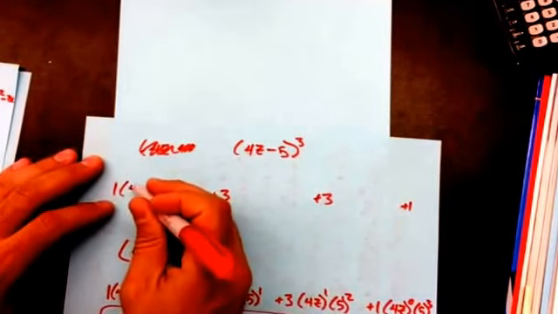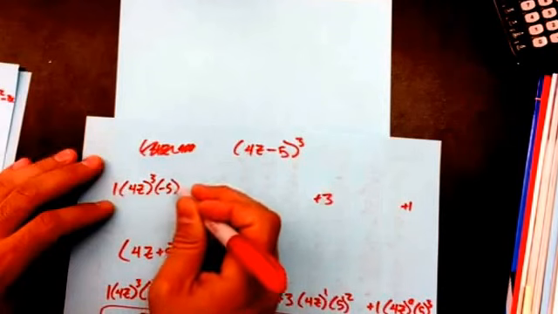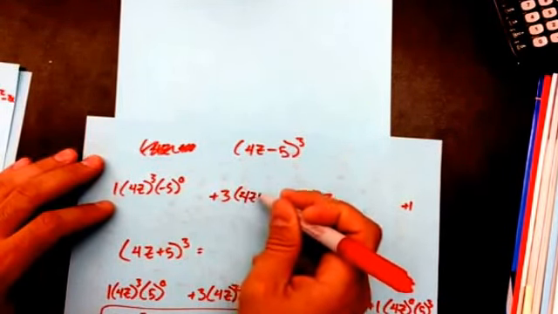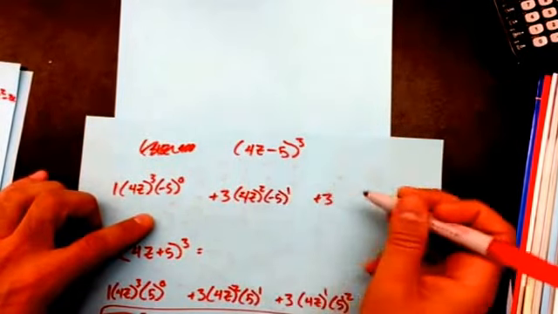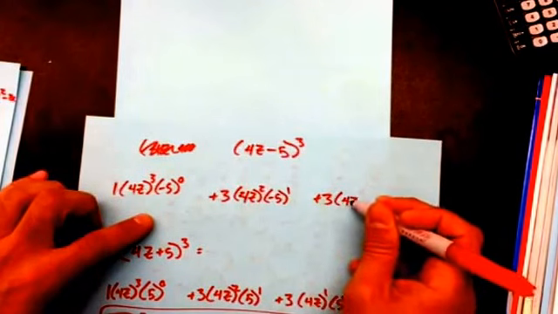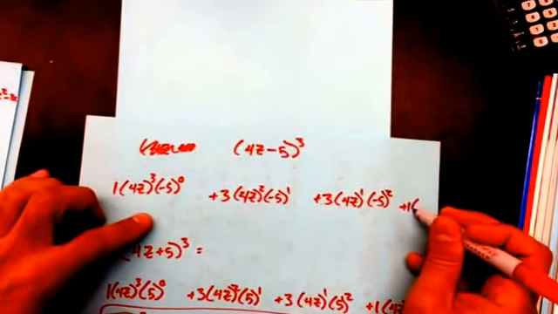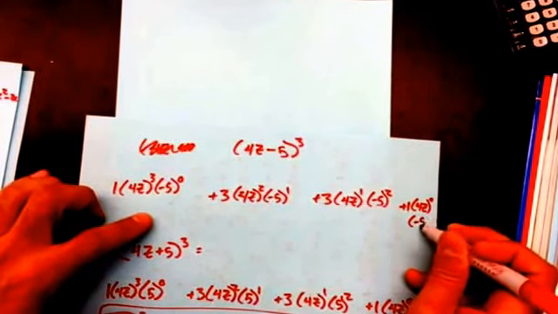So my first term to the power I started with, my last term is negative 5 to the power of 0. My first term, 1 less. My second term, 1 more. My first term, 1 less. My second term, 1 more. My first term, 1 less. My second term, 1 more.